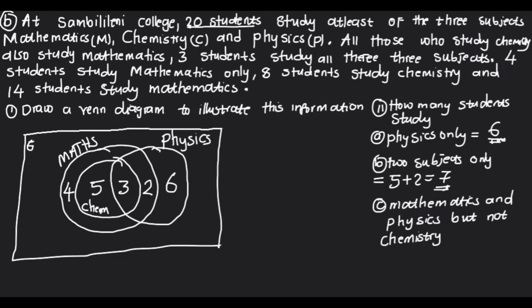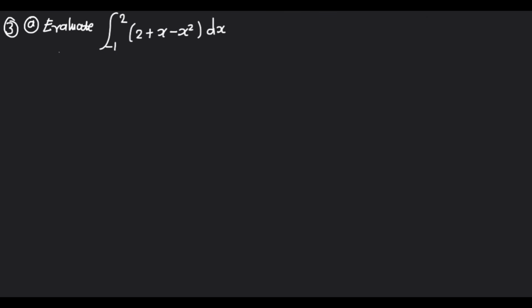Then mathematics and physics but not chemistry. So mathematics and physics but not chemistry. So we remove the chemistry part. So we have 4 plus 2 plus 6. So this is giving us 12 students. So we move on to question 3.